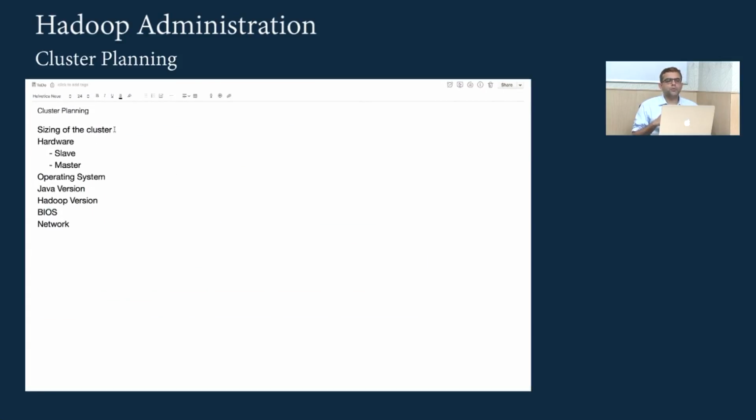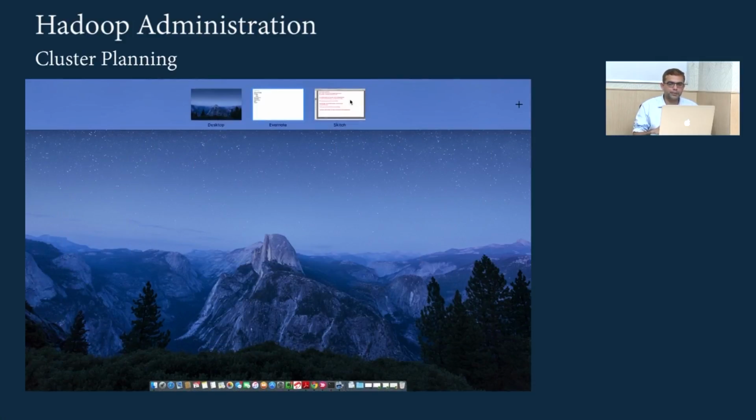Now that we are clear with how exactly we should decide the size of the cluster, let's talk about, if we know the size, what are the configurations available in the market? What is it that we are supposed to purchase or order from the procurement department for our cluster? So let's talk about what we require for master and what we require for slave. Along with that, we'll answer some questions about a few other topics pertaining to slave and master.